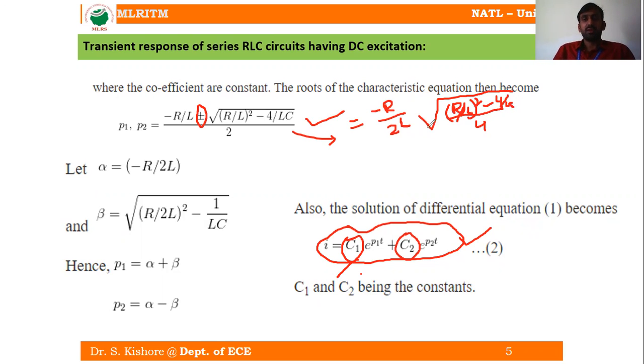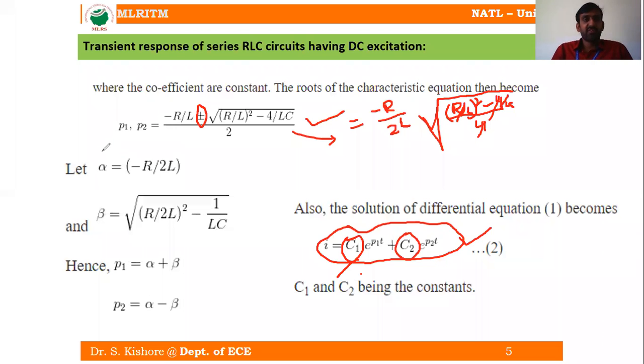This is the whole root. So in this we can say root over 4 is nothing but 2 over here. So that's why I have sent this, right? So to write it as 2L whole square, R by 2L whole square minus 4, and 4 is going to get cancelled over here. So 1 by LC.